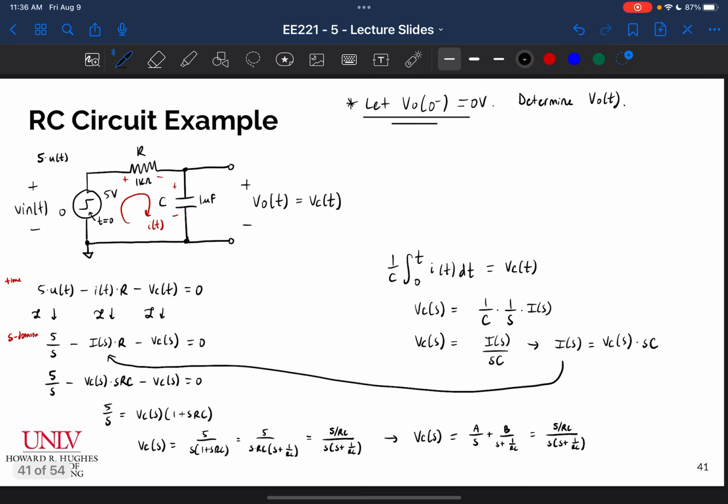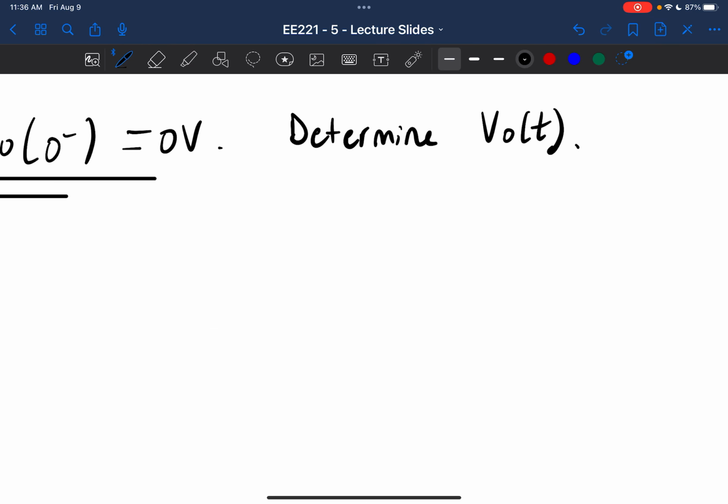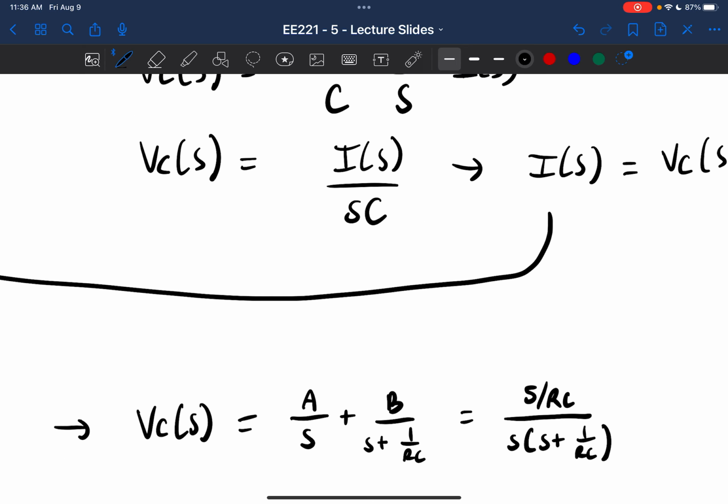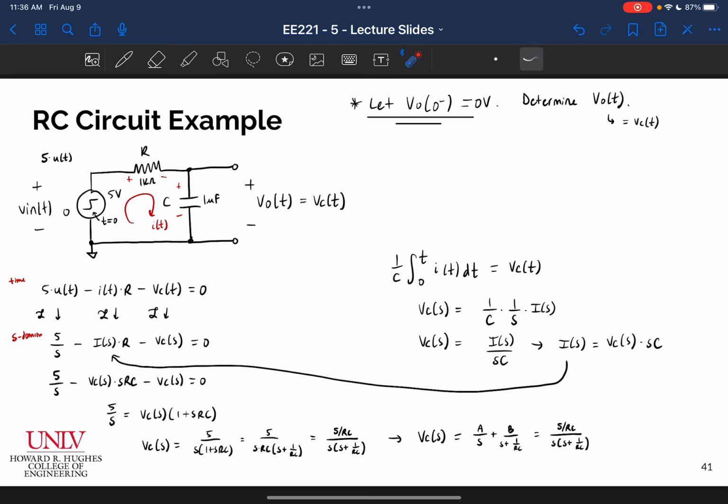Our final goal is to find V out of t, which is equal to Vc of t. So once we can get this partial fraction expansion completed, we would be able to take the inverse Laplace of these two terms and find our function Vc of t pretty easily. So that's what we're going to do in the next video. I'll leave this video here, and we'll see you guys in the next one.